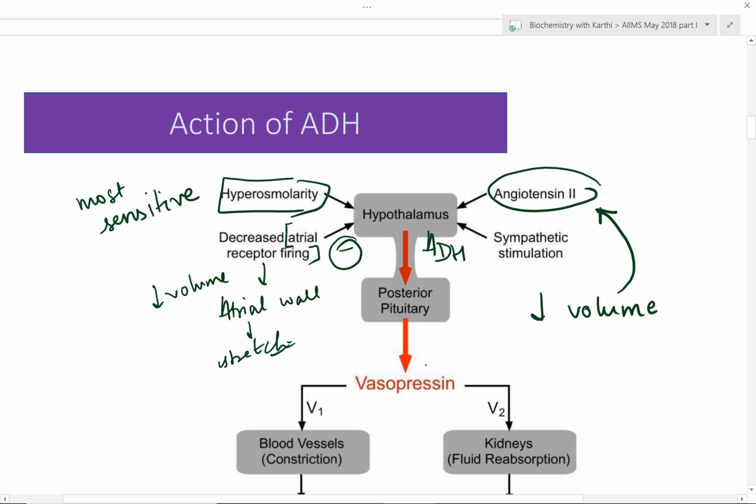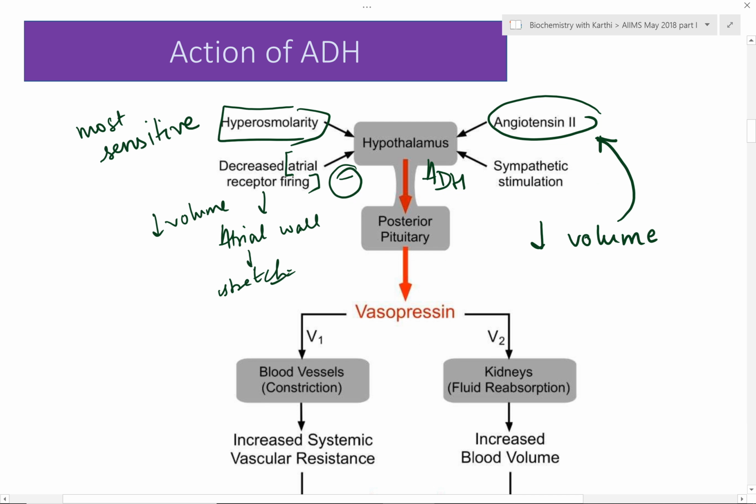Now what does the ADH do? So before that, one more thing. This decrease in volume is a very potent stimulus for the secretion of ADH. So while hyperosmolarity is the most sensitive, the decrease in volume is the most potent stimulus for the release of ADH.